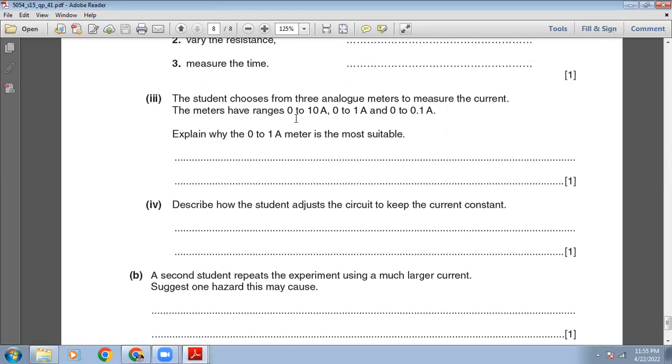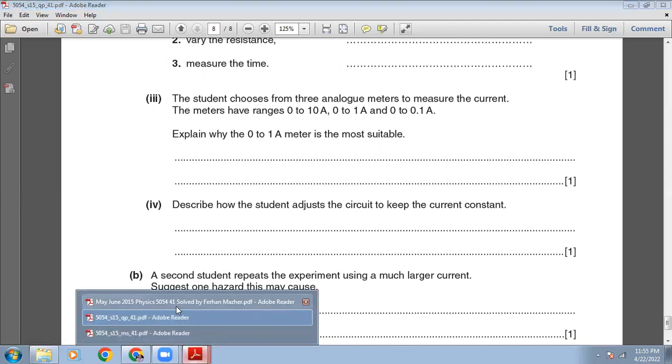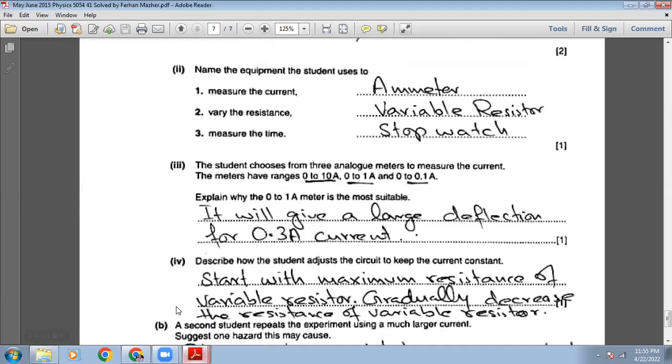You cannot use 0 to 0.1 ampere, because the current which your circuit has is 0.3 ampere, which is out of its range. The best will be 0 to 1 ampere, because it will give a large deflection when the current is 0.3 ampere. So we will use the 0 to 1 ampere meter, sorry, I was supposed to say ammeter. Here you can see it will give a large deflection for 0.3 ampere current, so that's why we use 0 to 1 ampere.